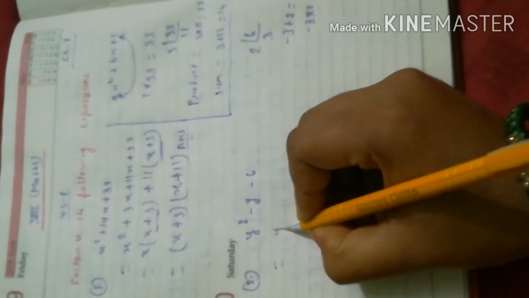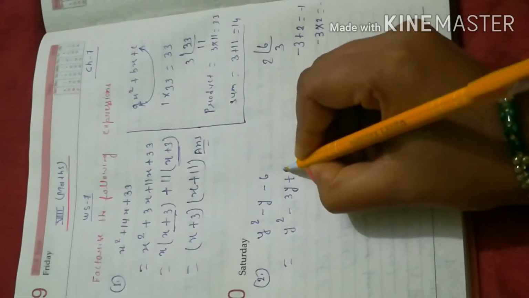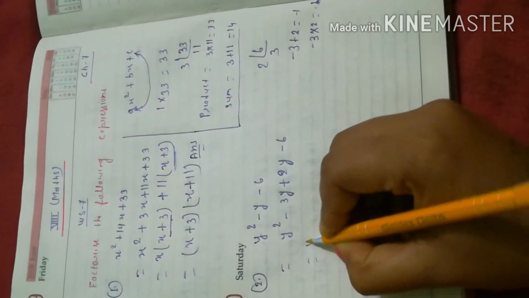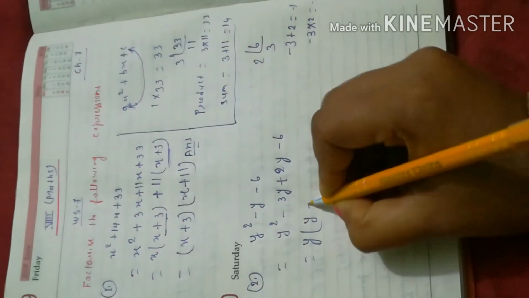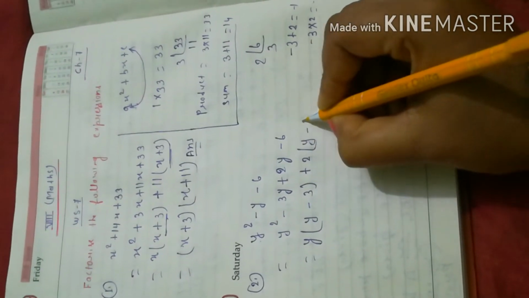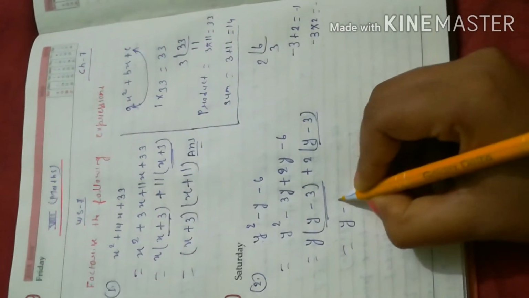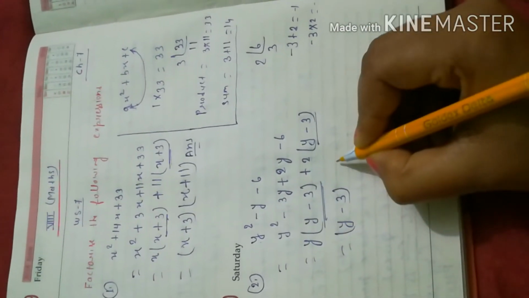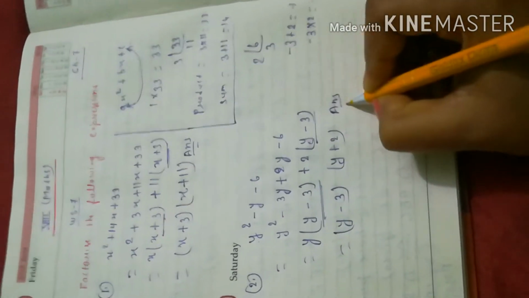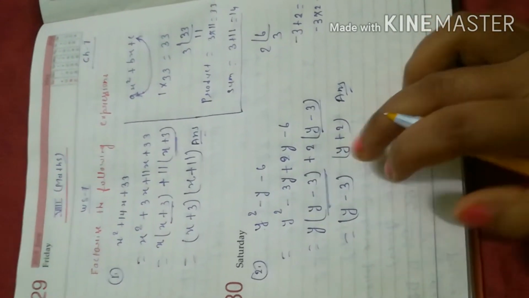So we can write y square minus 3y plus 2y minus 6. From here we can take y as common: y minus 3. From here we can take 2 as common: y minus 3. Again we write the common term once: y minus 3, y plus 2. It is our required answer. Y minus 3 is the first factor and y plus 2 is the second factor.